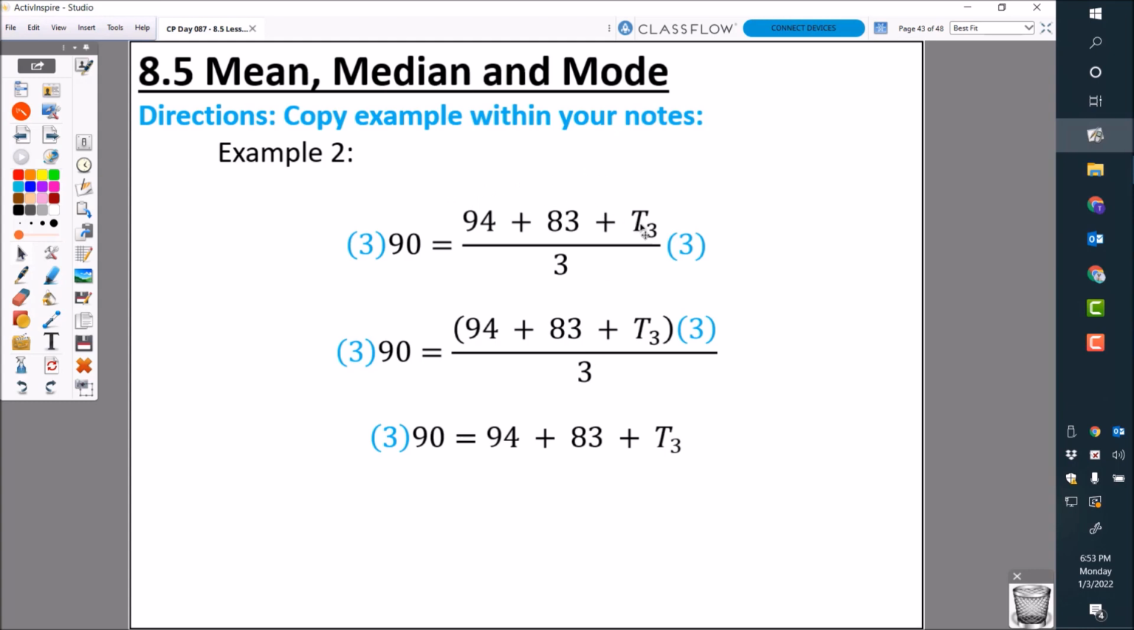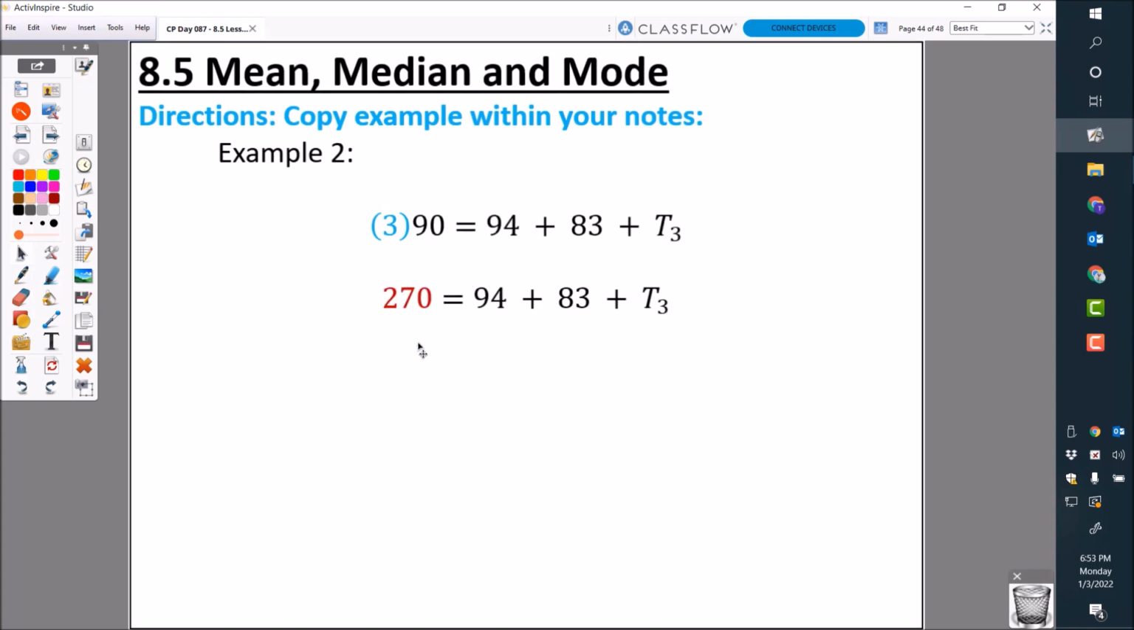So after I simplify the right side, the next part is we're going to simplify the left side. So 3 times 90 will be 270. So we have 270 equals 94 plus 83 plus t sub 3. To make this problem easier for the next step, we're going to combine 94 and 83. When I combine them, that will be 177.